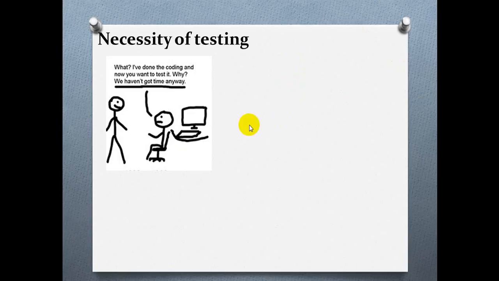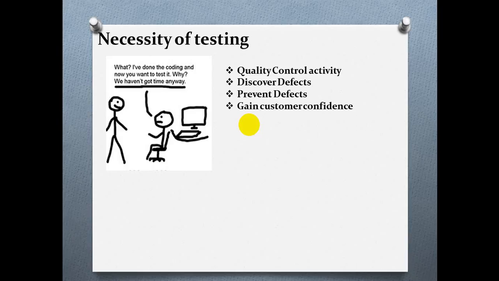Testing is a quality control activity. Testing includes a range of activities that form an integral part of every stage of software life cycle. The main objective of testing is to discover the defects, and also other objectives include prevent the defects and to gain the confidence about the level of quality of the application.